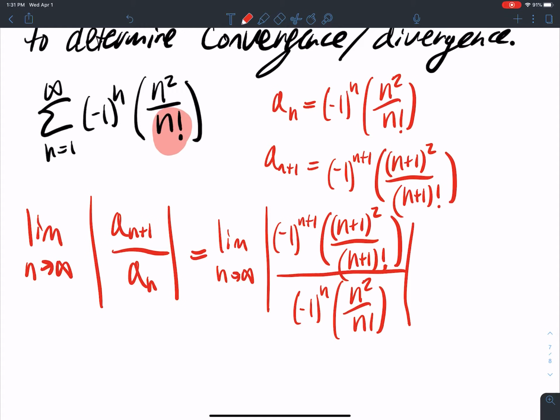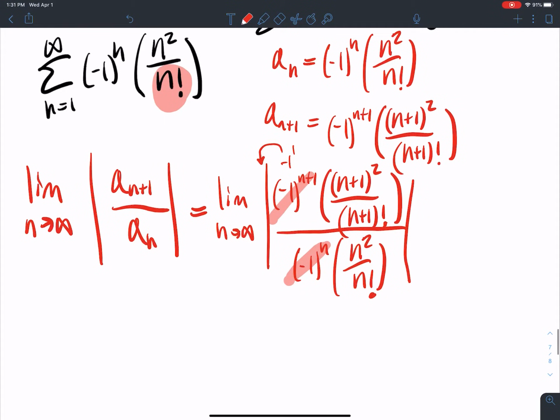Okay, that's a lot of stuff going on there. What do I see cancel? I see some things cancel right off the bat. This cancels with this here. All I'm left with is -1 to the 1 power, which is -1. But the absolute value with the -1s cancel each other out. The rest of this stuff, since n is going to infinity, that's all going to be positive.